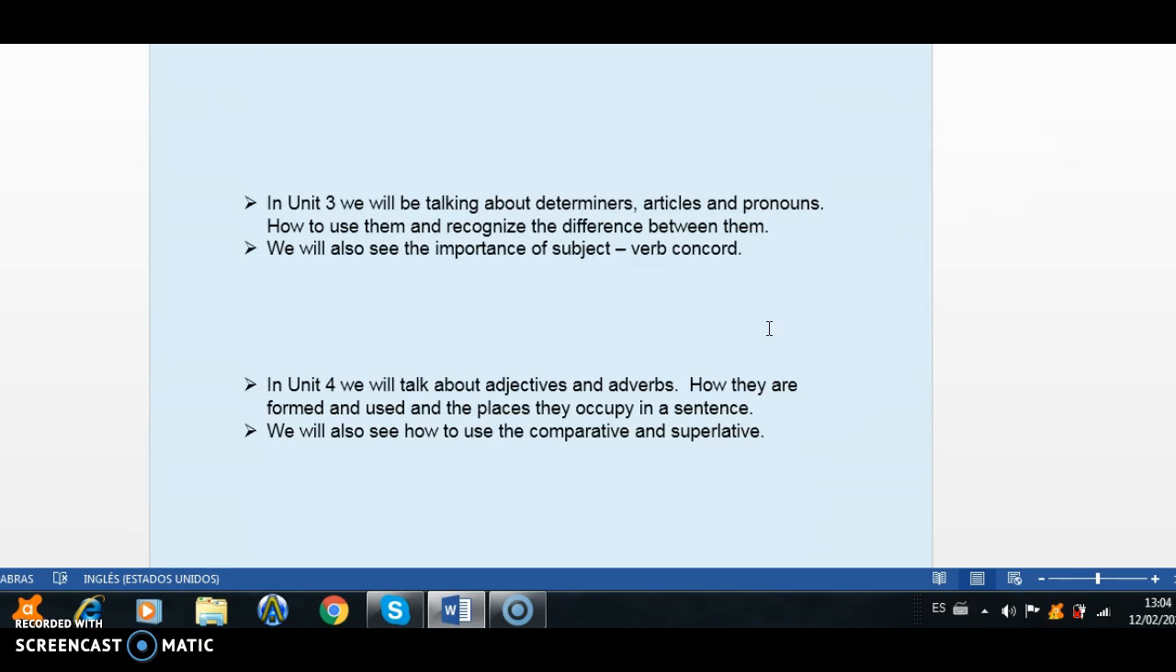In unit number 4, we will talk about adjectives and adverbs, how they are formed and used, and the places they occupy in a sentence. They have special places in a sentence in English. We will also see how to use the comparative and superlative structures that are not very, very complicated, but they also have a special way of use.